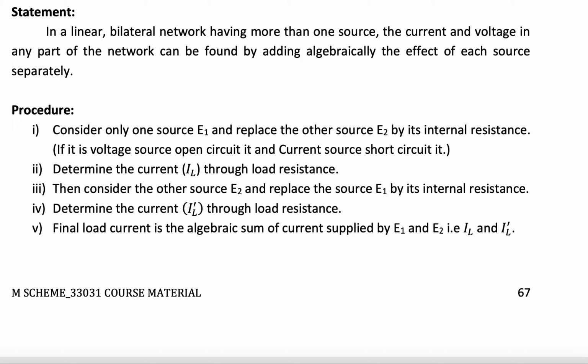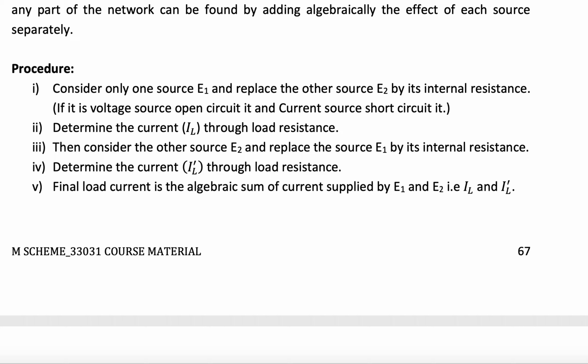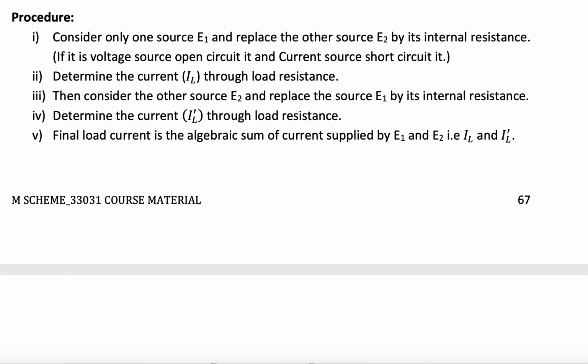Statement: in a linear bilateral network having more than one source, the current and voltage in any part of the network can be found by adding algebraically the effect of each source separately. So this is only applicable to linear networks, that is the constraint. A linear bilateral network having more than one source is when you can apply the superposition theorem. Okay, so let's see the procedure.